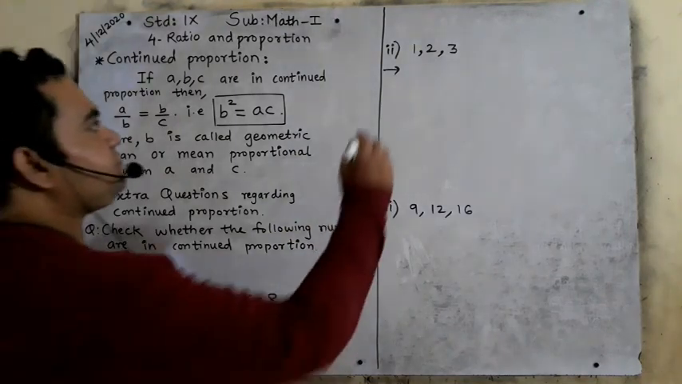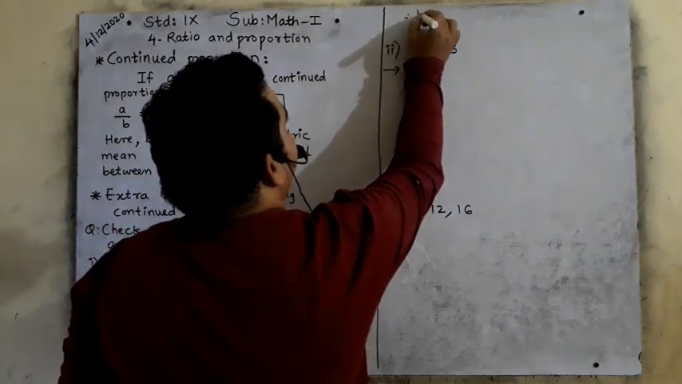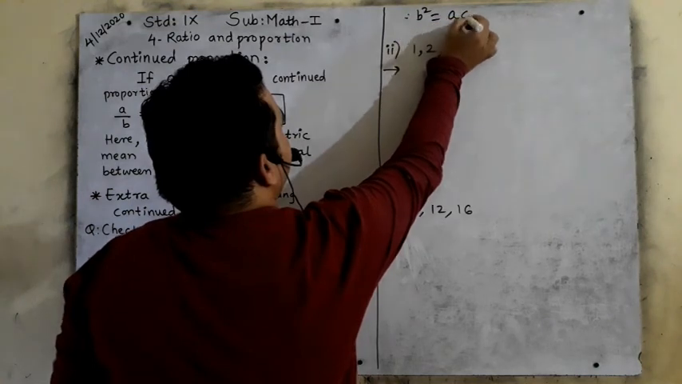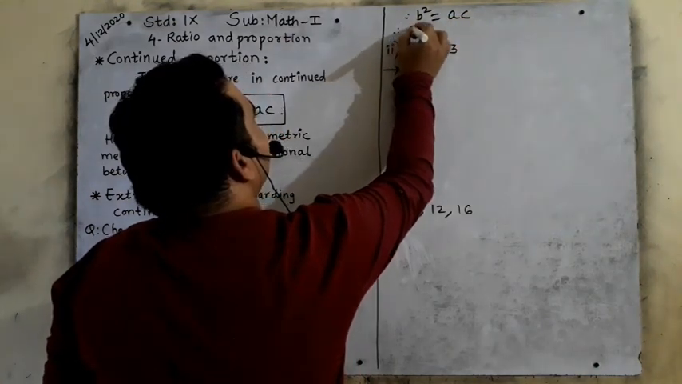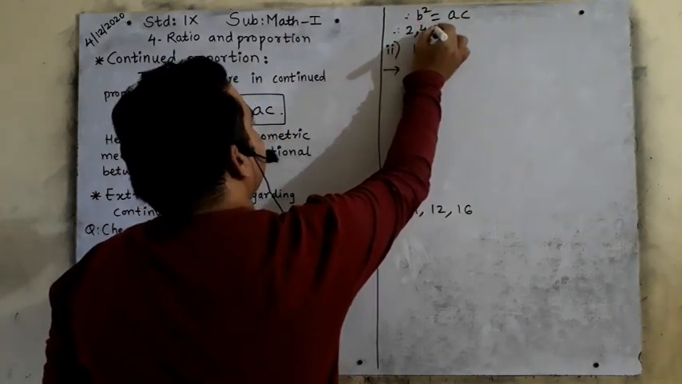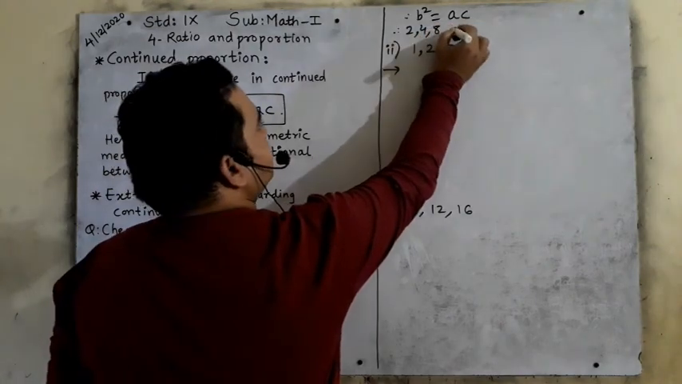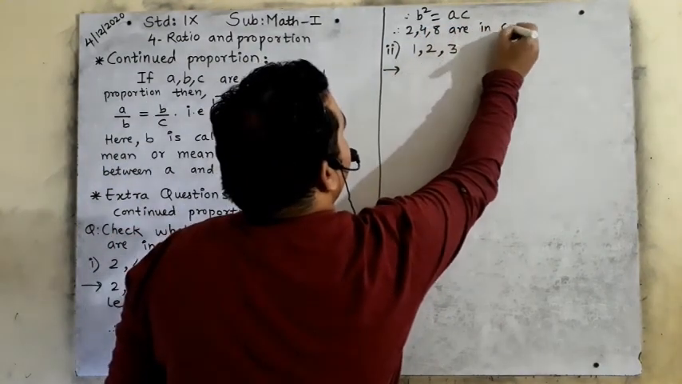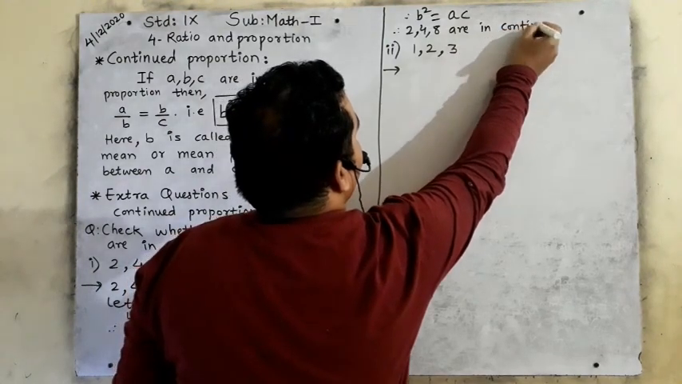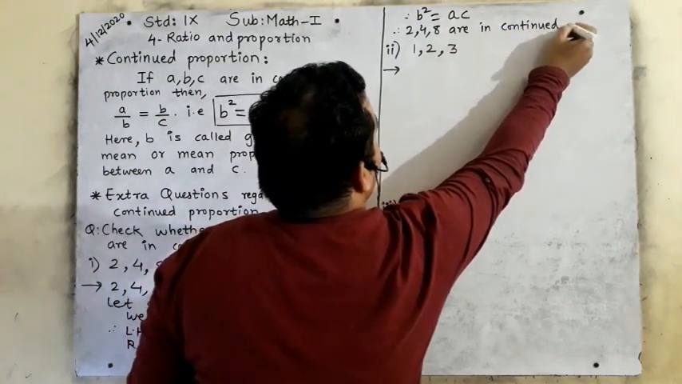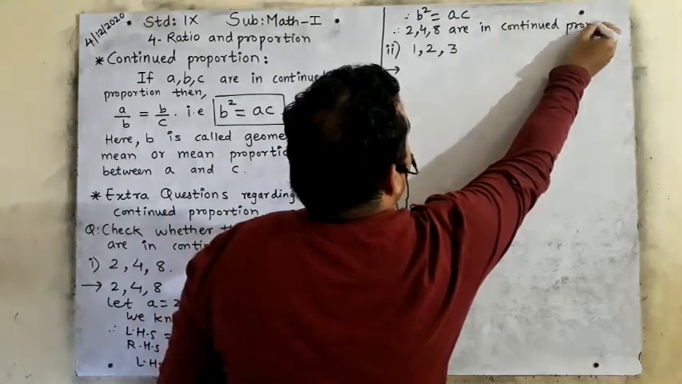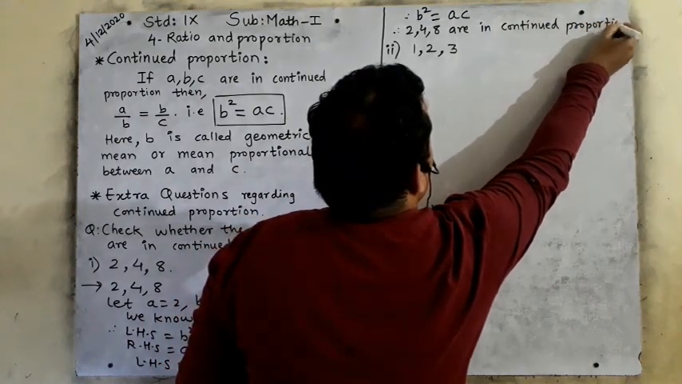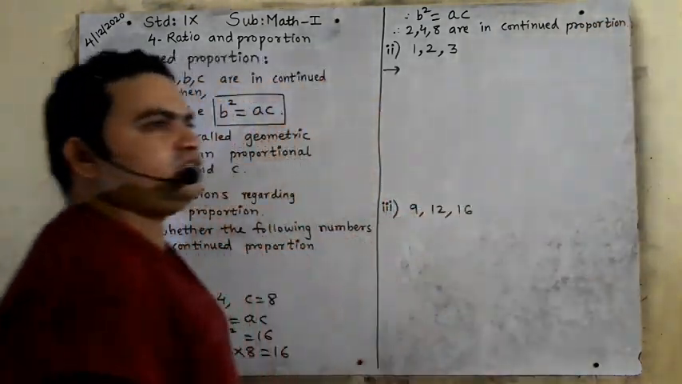It means therefore we will write B square is equal to AC. Therefore 2, 4, 8 are in continued proportion. I hope you understood here.